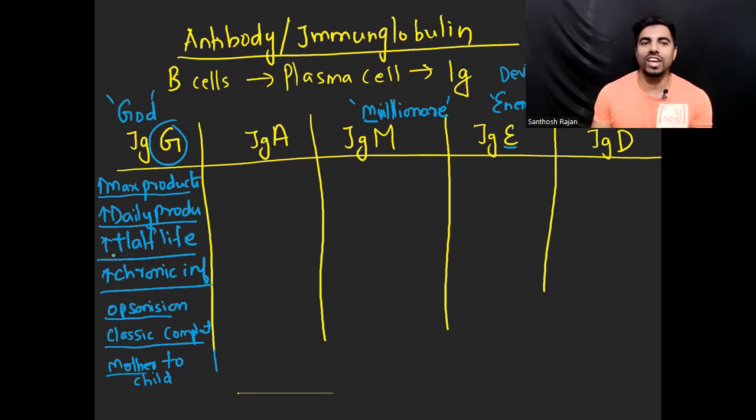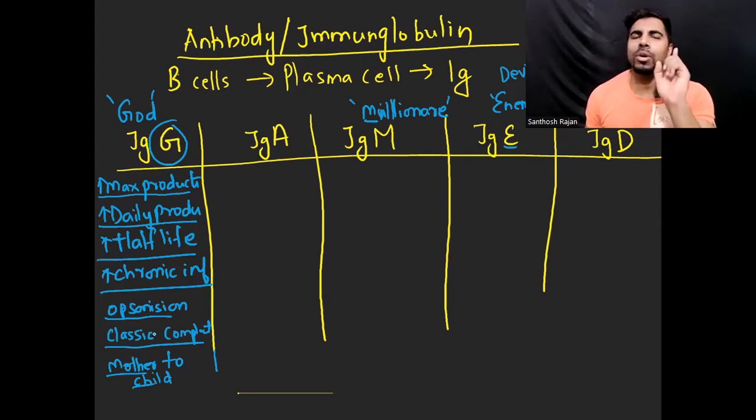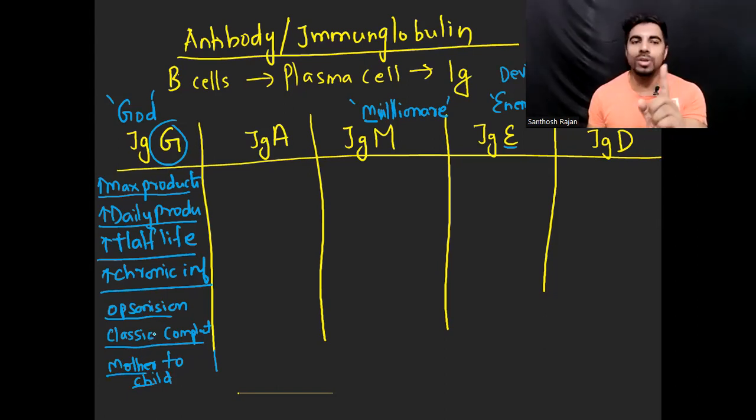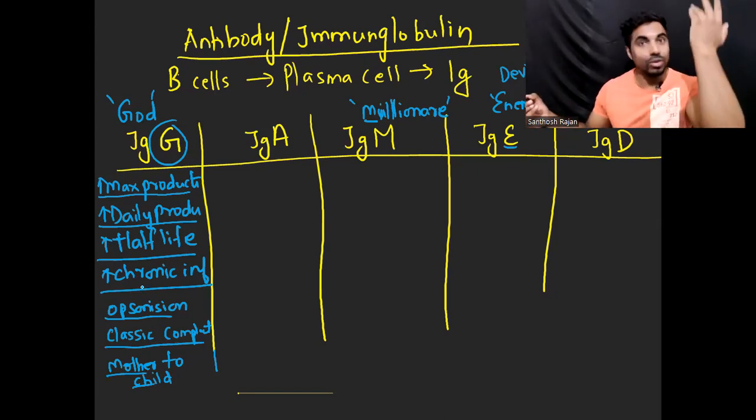Very, very simple. Very easy. It's so easy, you don't need a mnemonic. No need at all. Immunoglobulin G means G is God. So God means maximum production of everything. And the daily production is also maximum. Half-life is maximum. And he helps people who have chronic infection like TB, hepatitis. Only God can help. Doctors can't help, right?